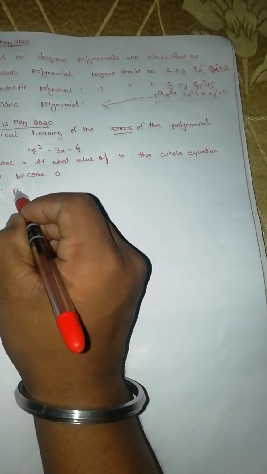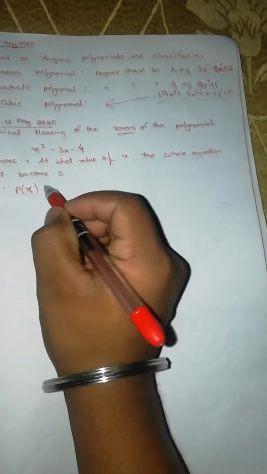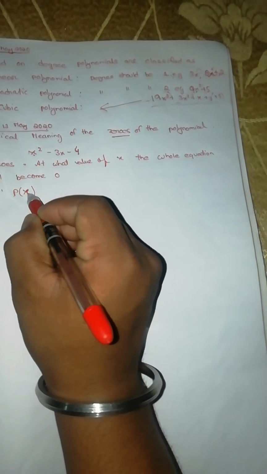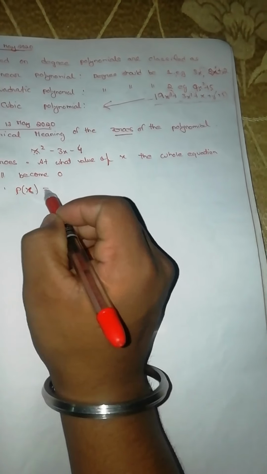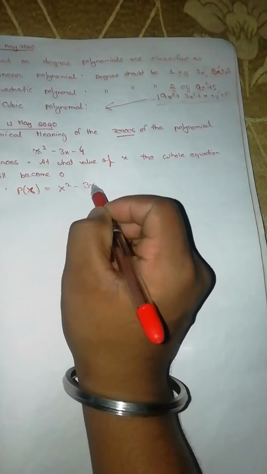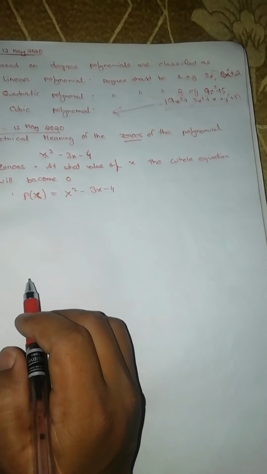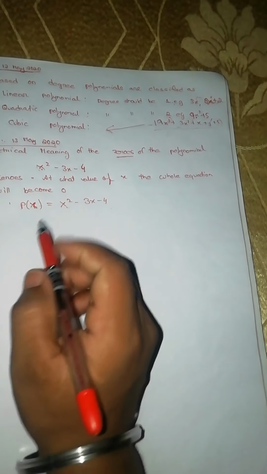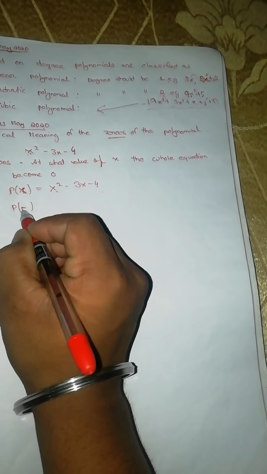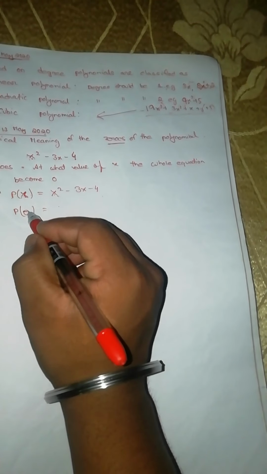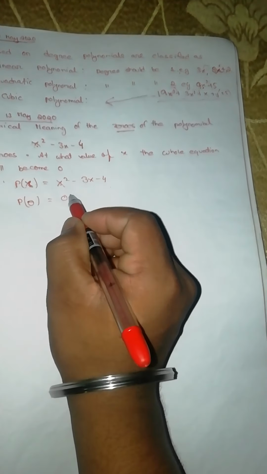To symbolize this equation, we can write it as p of x. Which alphabet are we using here? x. So p of x is x square minus 3x minus 4. Now, at what value of x will this whole equation be 0? Suppose we take 0 in place of x, so we put 0 in place of x.